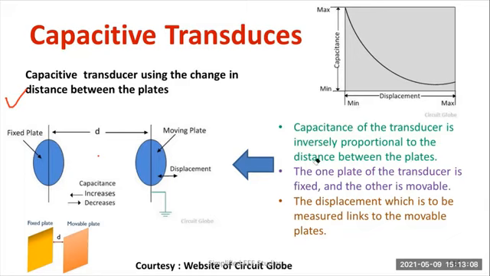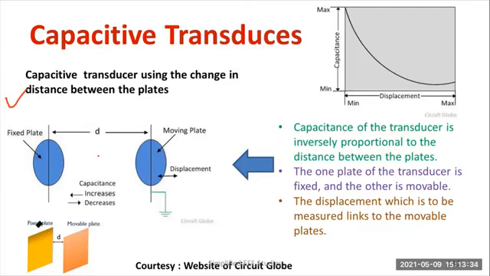See, the capacitance of the transducer is inversely proportional to the distance between the plates. One plate of the transducer is fixed. It is not varying. It is permanently kept in one position. So only the movable plate is getting varied. As the movable plate changes, the distance between the fixed and movable plate also gets varied. According to that, the capacitance also gets changed. The displacement which is to be measured links to the movable plate.